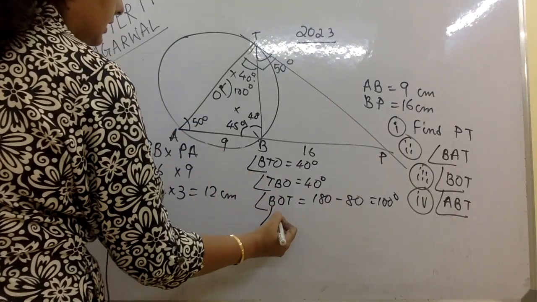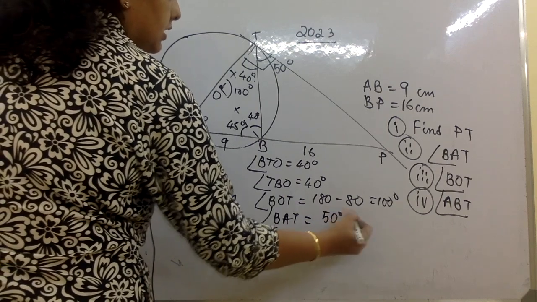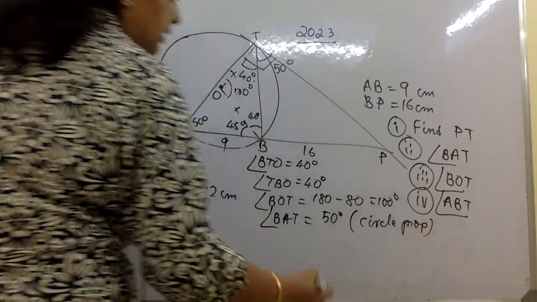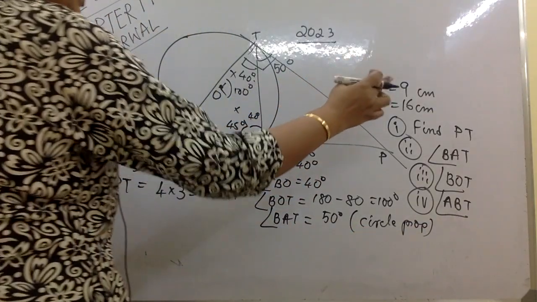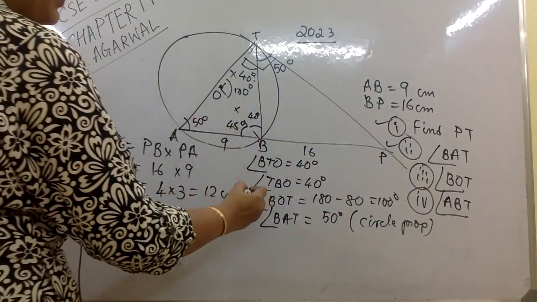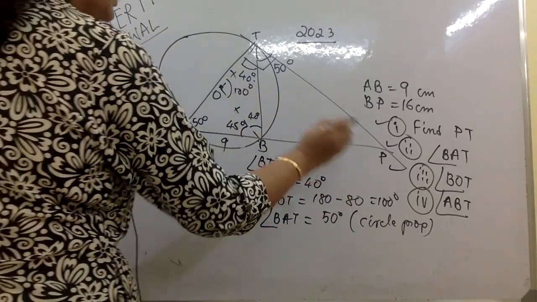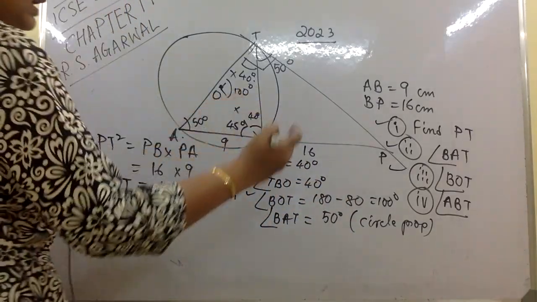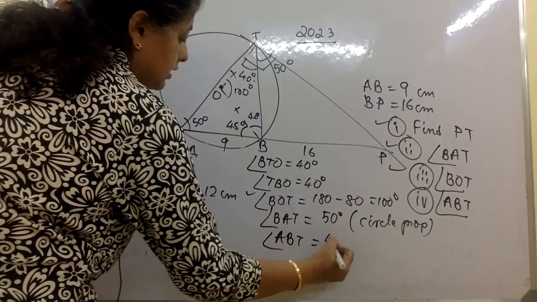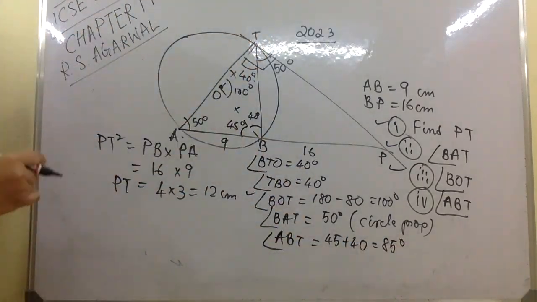So angle BAT is equal to 50 degrees according to circle properties. If you even write this in a hurry, that is enough. So we got BAT. Now we want BOT. BOT is already got in the process. And ABT. Angle ABT is clearly 45 plus 40, which is 85 degrees. Okay, so that is it.